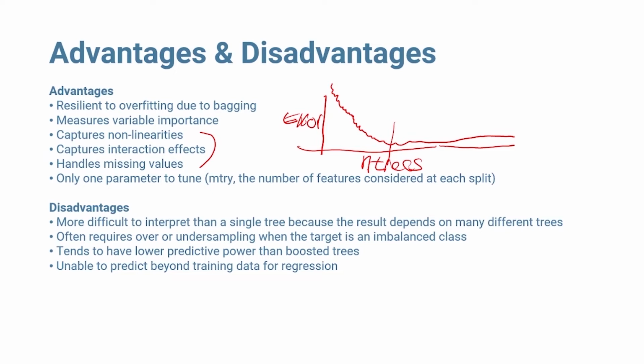Random forests don't work well with this type of data, and so you need to use a stratified sampling method to counteract. They also tend to have lower predictive power than boosted trees, and they are unable to predict beyond the range of the training data for regression.